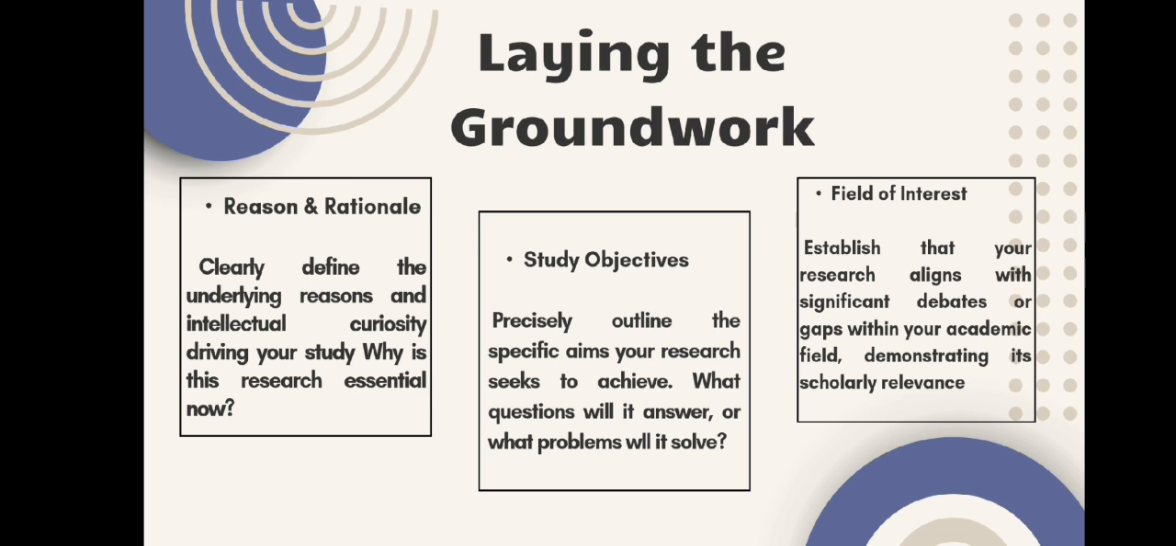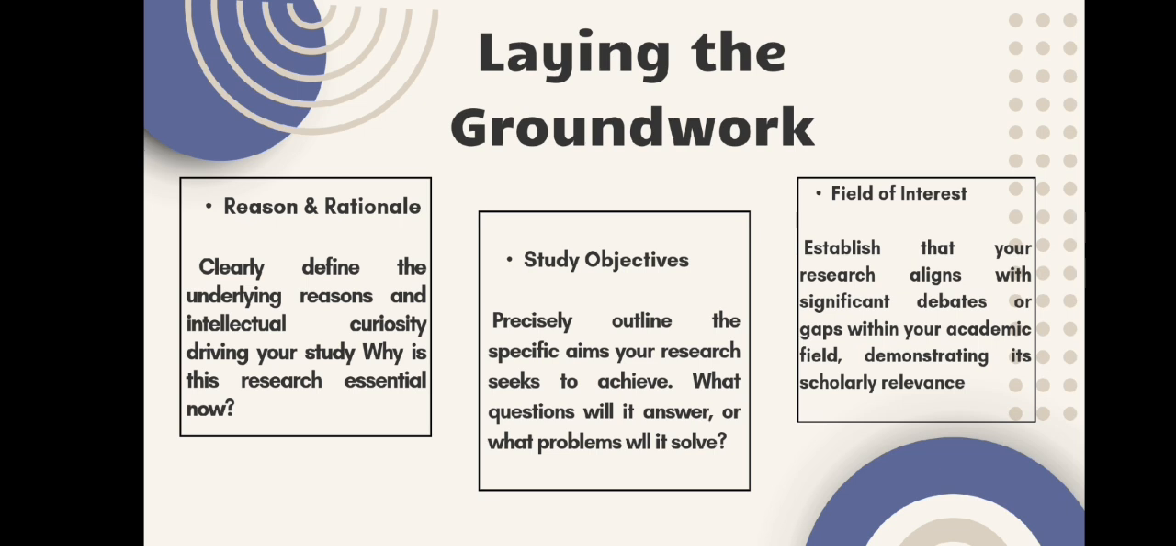The last one is field of interest. Identifies the academic area the research belongs to, such as science, history, or the environment. It also explains how the study can help fill missing information or add useful knowledge to that field. This section makes the research clear, meaningful, and well-planned.